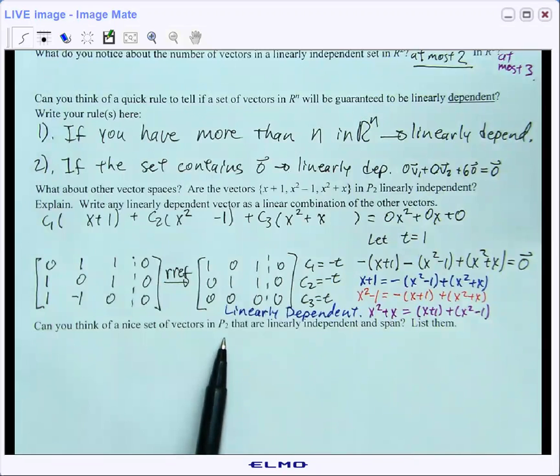Now, can you think of a nice set of vectors in P2 that are linearly independent and would span? I'm going to pause it and let you do that while you list them.